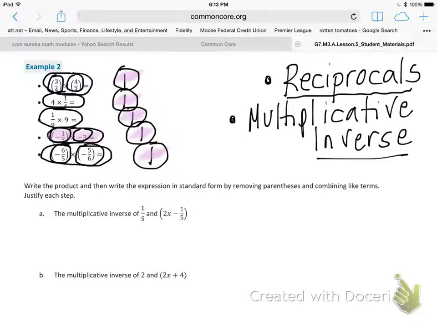Okay, so let's go ahead and have you do the next. We have A, B, and C here. What you're going to do is write the product and then write the expression in standard form by removing parentheses and combining like terms. Just like you did when we were using the additive inverse. Now, of course, you're going to be looking at the multiplicative inverse. As you can see, this first one, A, asks you to write the product, multiplicative inverse of 1/5. So please make note of that. Go ahead and do A, B, and C and come on back.